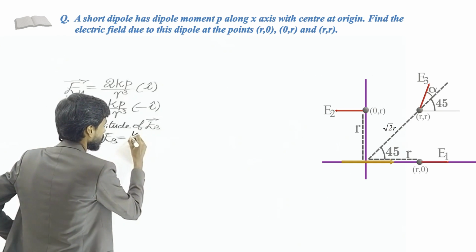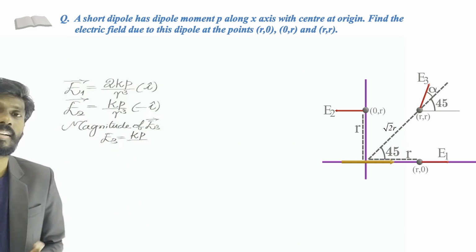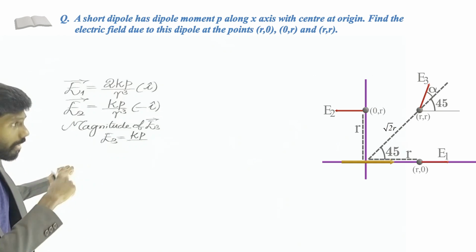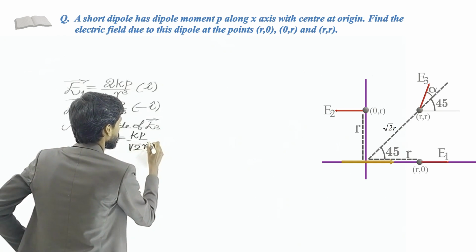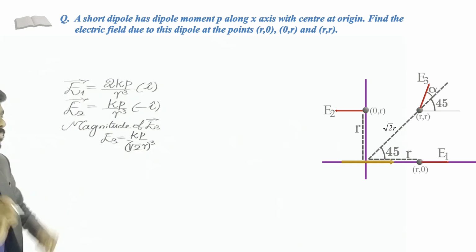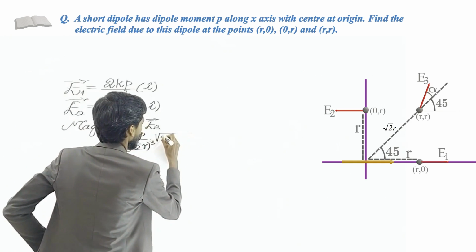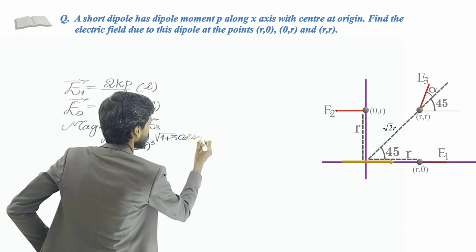So Kp divided by r cube. But what is r here? So r here is square root of 2 multiplied by r, right? You understand that distance. So that distance is root 2 r cube. So Kp by r cube, but r here is root 2 r. Okay, done. Multiplied by square root of 1 plus 3 cos square theta. So 3 cos square 45 degree.